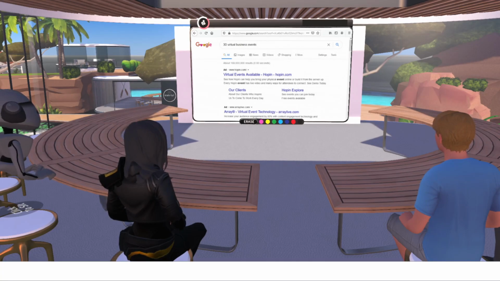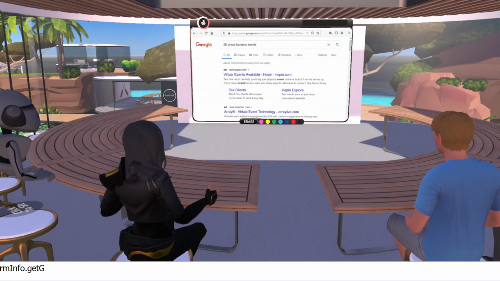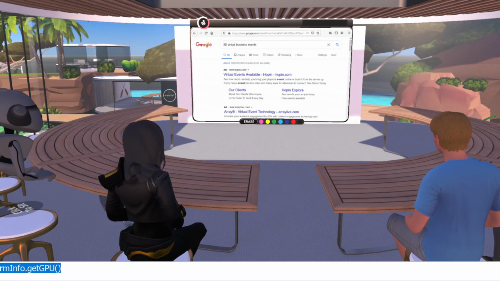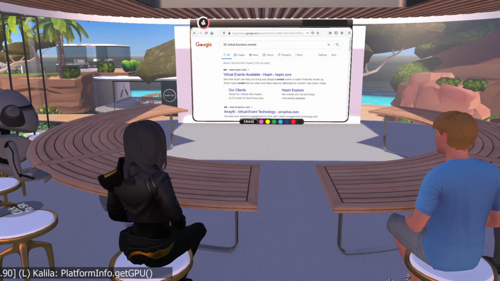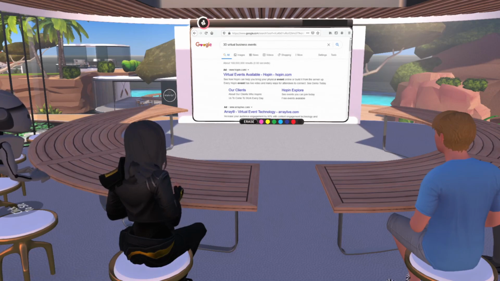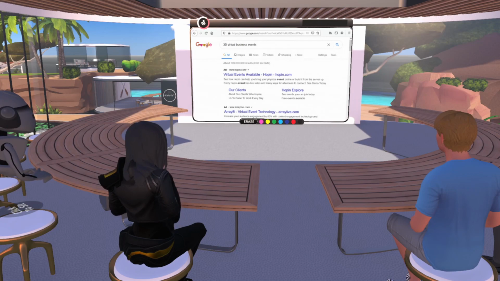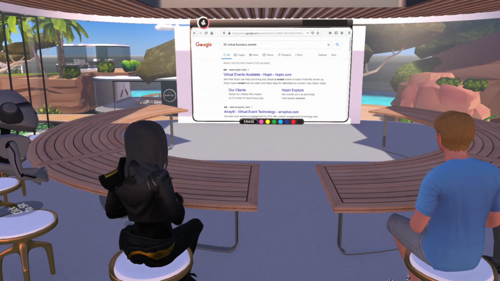Okay, so PlatformInfo.getGPU. Oh shoot. Too few arguments. Index. Okay, I'm going to do 0 then. I only have one GPU anyway.